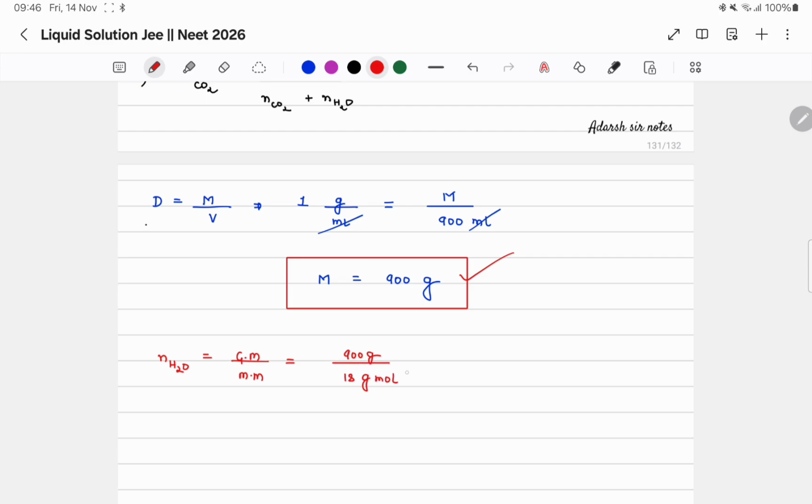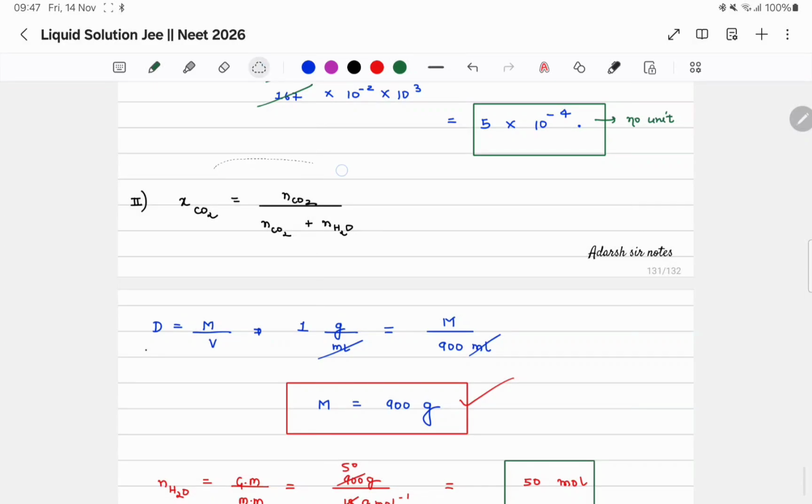18 gram per mole, inverse, water molar mass. What did you get? It will come 18, it will go 5. 18 5, it will go 5 times and 0. So 50 mole. Gram got cancelled. So you came to know how much mole? 50 mole. Just put the value. Now the question has been solved. So in this formula only I have to put the value.